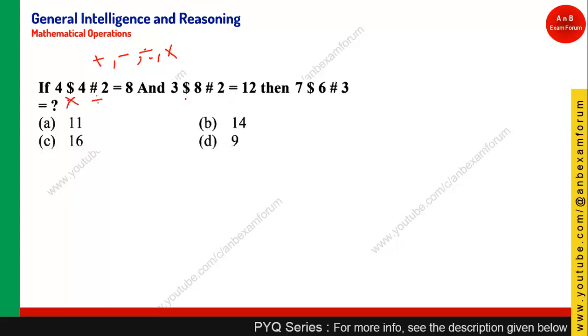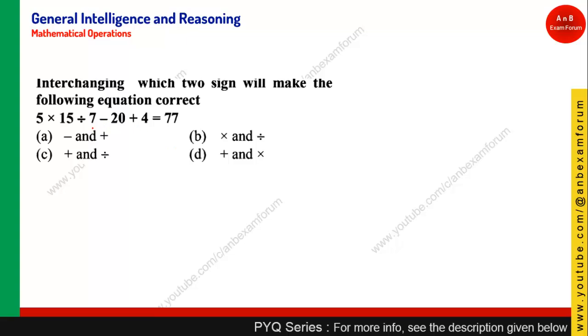If I apply the same rule, let's see whether I am getting the same thing. Multiplication, 8 3s are 24, hash means divide, so 24 divided by 2 is 12. So I have put it correctly, dollar means multiplication and hash means divide. Okay, 7 6s are 42, 42 divided by 3 is what? It is 14. So option B is the right answer.